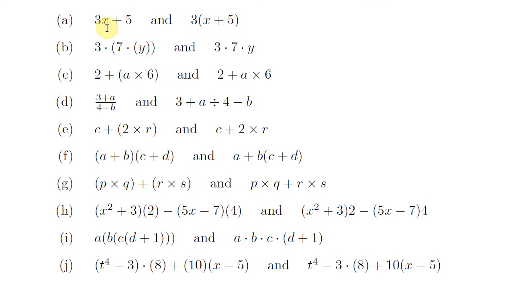Here you have 3 times x, and then the result of the 3 times x, again, whatever x is, then you have whatever 3x is, so you take that 3 times x, and that is then added to 5. So that's why these are different.